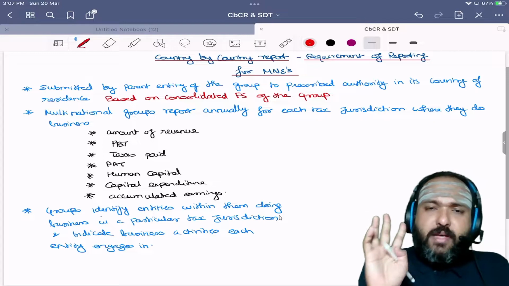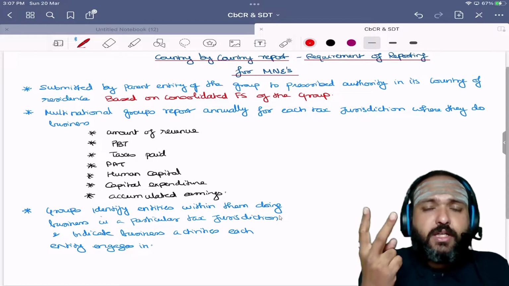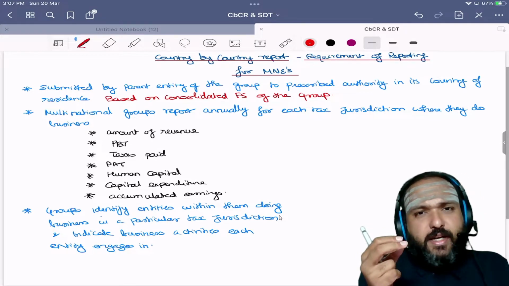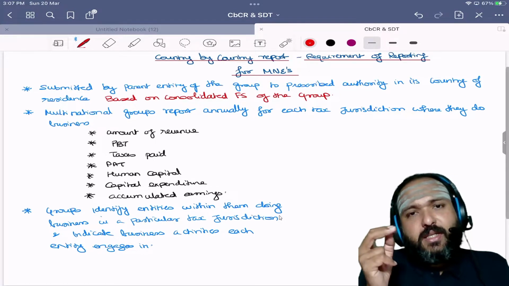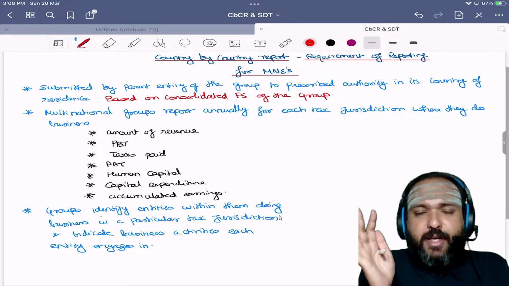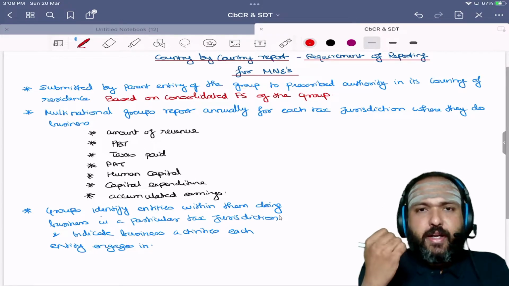There are two areas which we have not covered. One, with respect to documentation for transfer pricing, there were two other documentations which we have not touched upon. One is the master file, and the other one is country by country reporting. And then the other area which we are yet to touch upon is the specified domestic transactions and the transfer pricing implications thereon. Now, what is this country by country reporting?